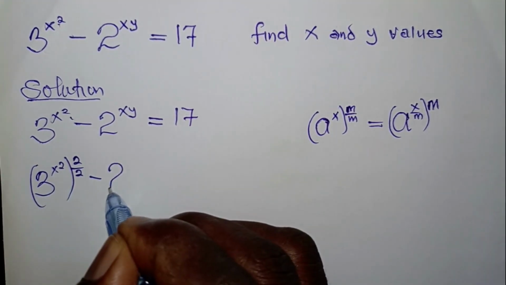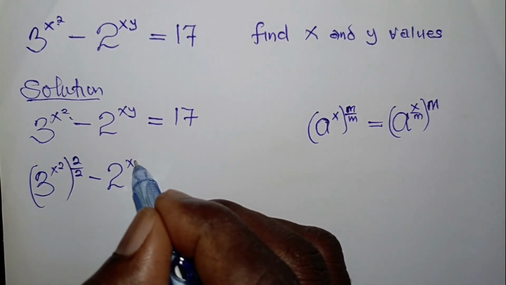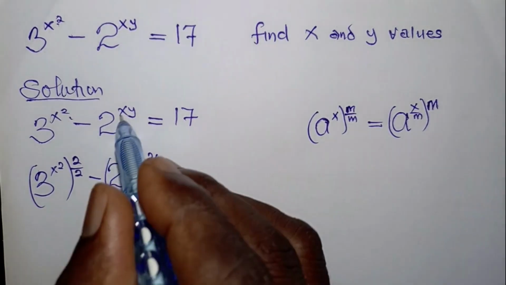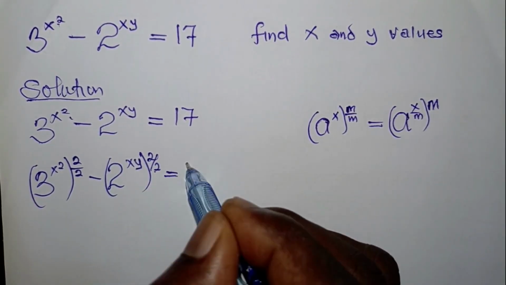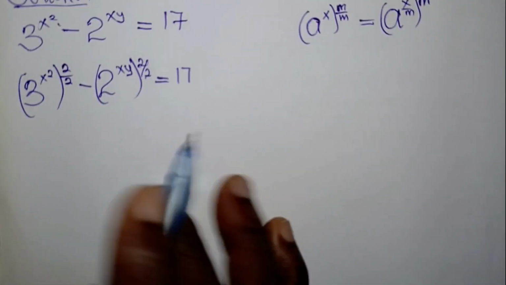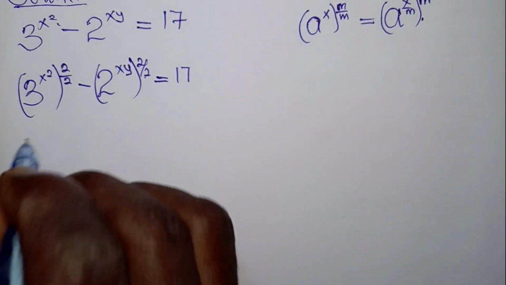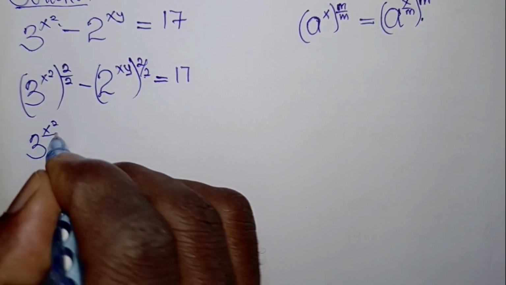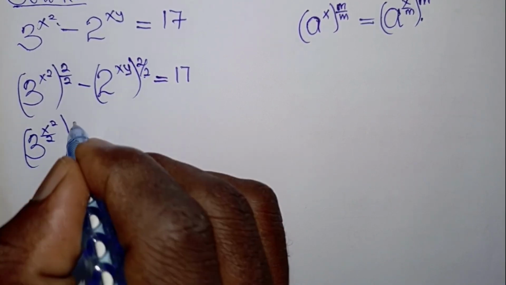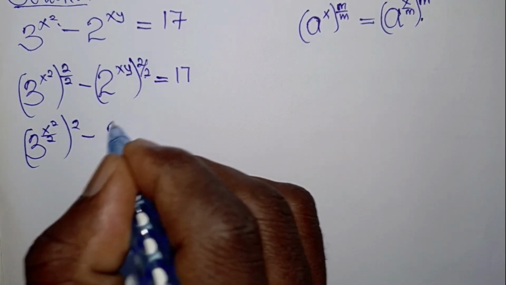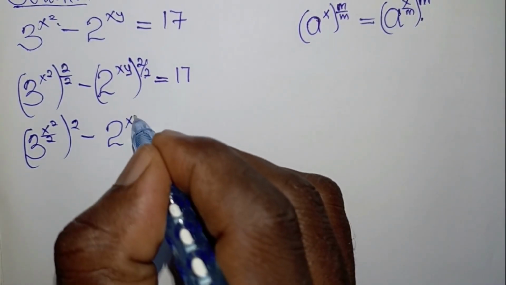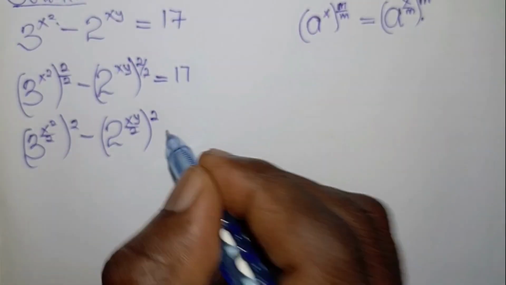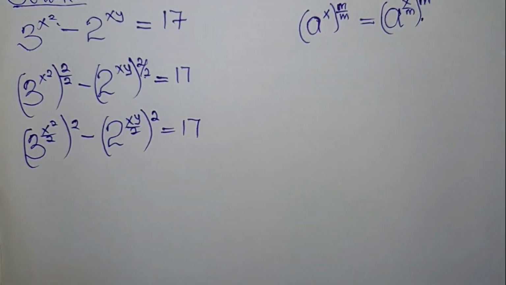Minus, we have 2 raised to the power xy, raised to the power 2 over 2. This one is all the same as this, equals 17. So applying this, we can have this written as 3 raised to the power x squared over 2, all squared, minus 2 raised to the power xy over 2, all squared, equals 17.